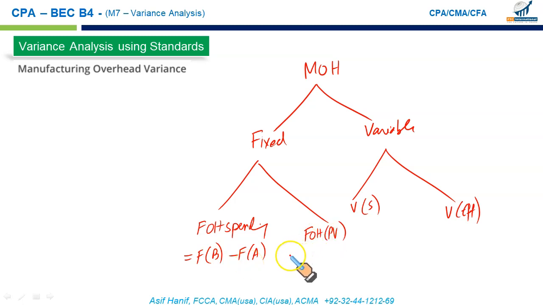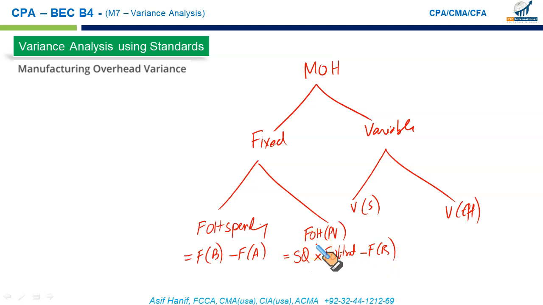Fixed overhead production volume variance is equal to the standard quantity of machine hours or standard quantity of labor hours that you should have incurred for the actual quantity of output produced. SQ here means the standard quantity of machine hours or labor hours you should have used for whatever you have produced, multiplied by the fixed overhead rate per labor hour or per machine hour, minus the fixed cost budget. This will give you the FOH production volume variance.